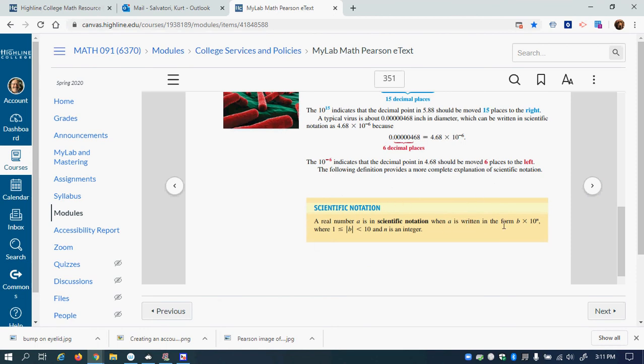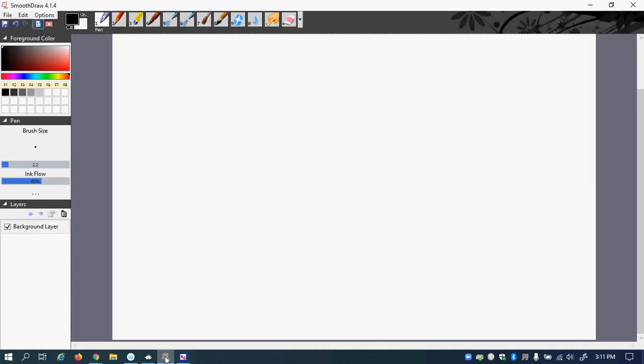Okay, so here's the rule that we want to write down now. Let's switch back to the notes, and we put this in our notes: scientific notation.